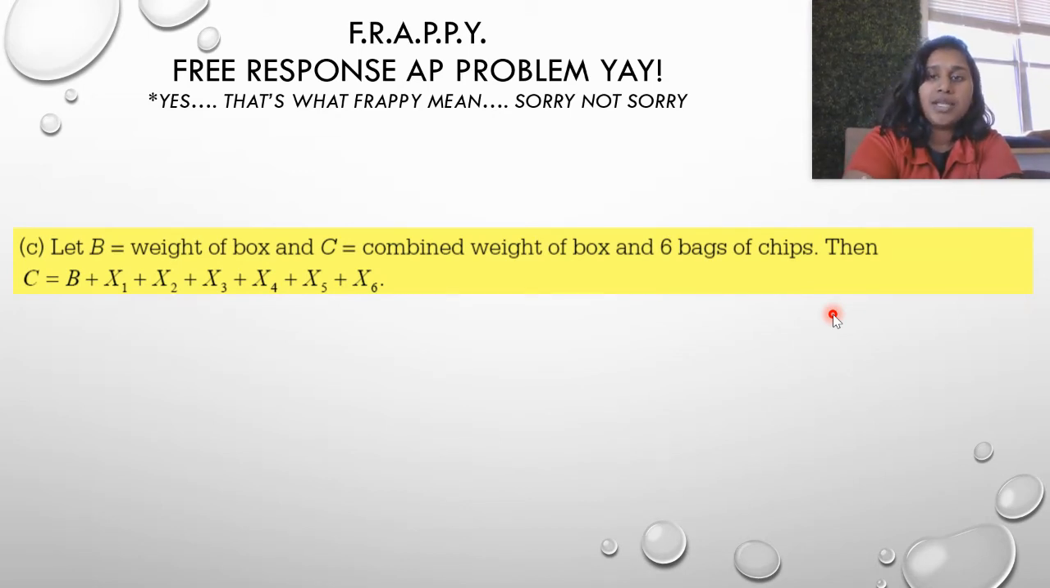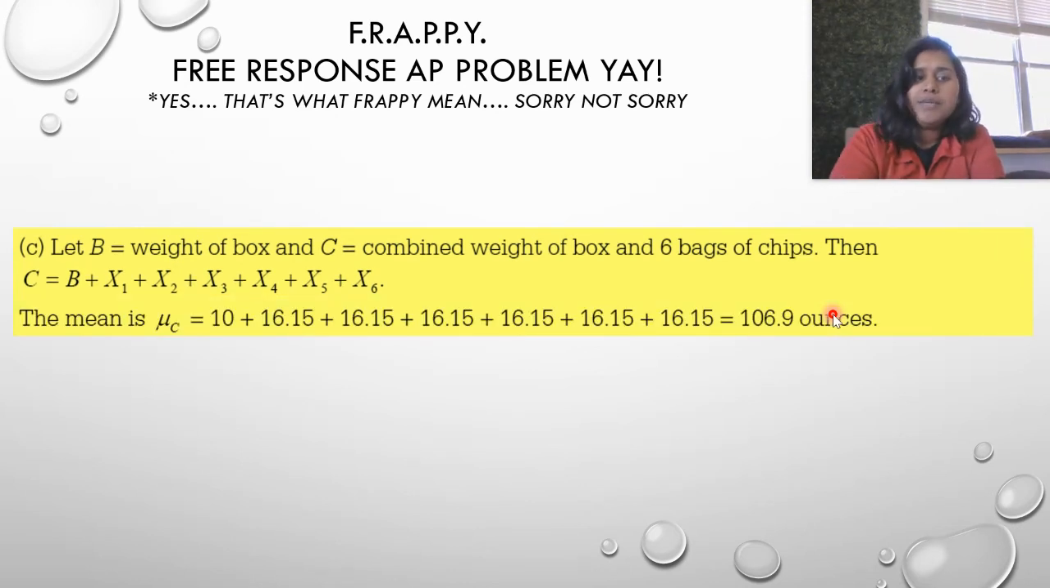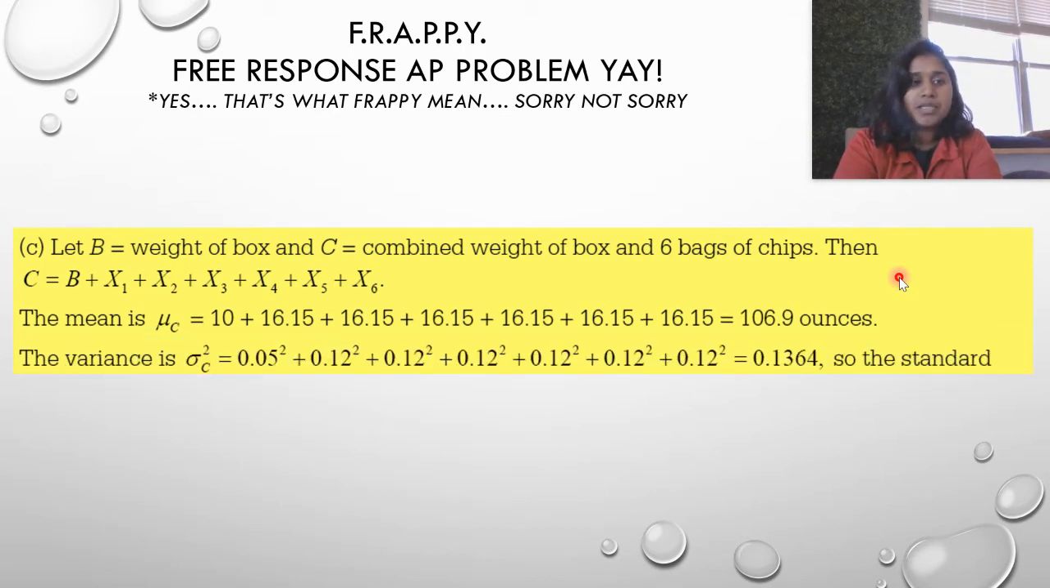So we end up with the total weight would be equal to the weight of the original box plus the weight of the 6 bags. Doesn't that make sense? That's nice and easy. So we plug that number in. The mean value would be 10 plus 16.5 plus 16.5 plus 6, et cetera, et cetera. That's it. So I end up with 106.9 ounces. Pretty easy. Let's move on.